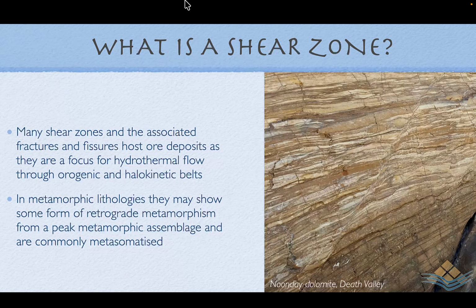In general, shear zones and the associated fractures and fissures host ore deposits, base metal deposits, as they become foci for hydrothermal flow in both orogenic and halokinetic belts. We looked at that in detail in the sedimentary copper course and discussed the timing in a lot of detail. Further development of a rock into the metamorphic realm means that in metamorphic lithology, shear zones can supply retrograde metamorphism from a peak metamorphic assemblage. Quite often, shear zones in metamorphic rocks are metasomatized. And we'll get into that discussion toward the end of this module.